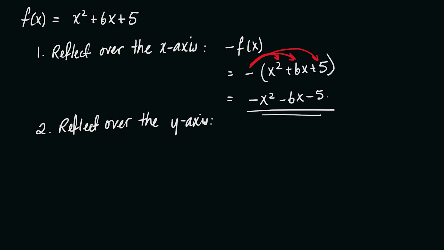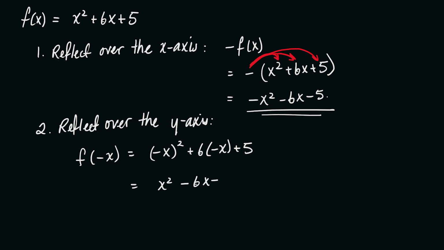And for reflecting over the y-axis, we said that the y won't change, right? The y values won't change. So that means that the x values have to change. So in that case, we want it set equal to f of negative x, right? And when we have negative x, this will just be equal to negative x squared, right? Plus 6 times the negative x, and plus a 5 at the end, which simplifies to x squared minus 6x plus 5.